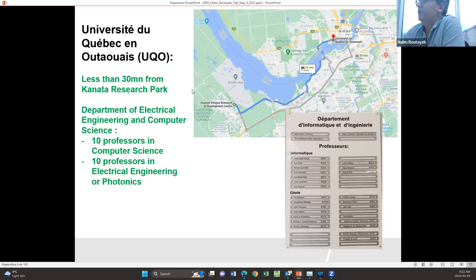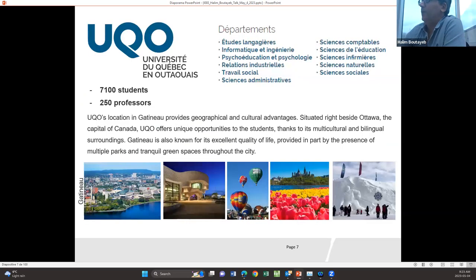At that university, we have the Department of Computer Science and Engineering, where there are about 10 professors in computer science and 10 professors in electrical engineering or photonics. The UQO is located in Gatineau, and this is some information about the University of Quebec in Outaouais. And Gatineau, you are very welcome to come visit us. We have many festivals during all the seasons, summer, spring or winter, as you can see, and there are beautiful photos.